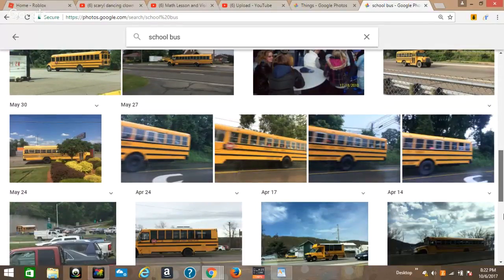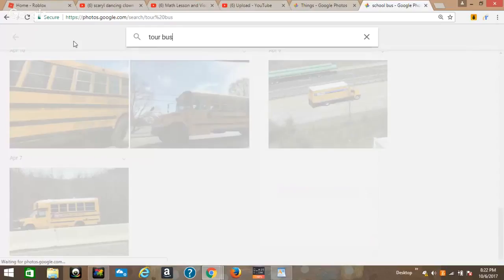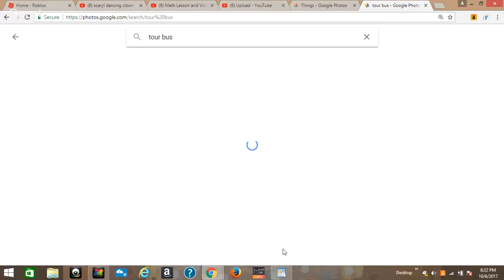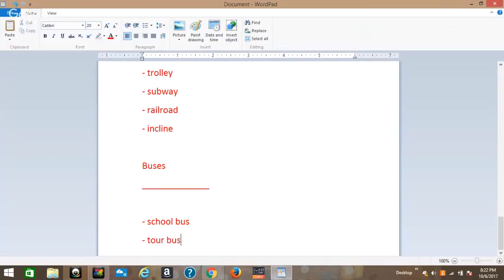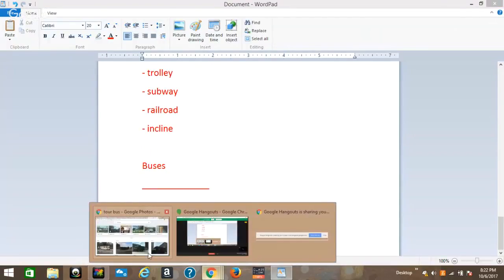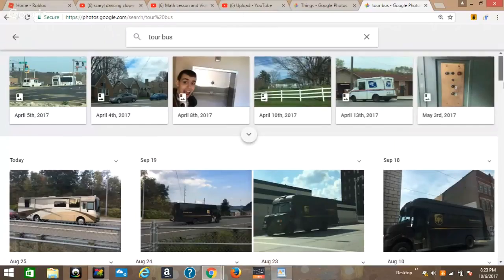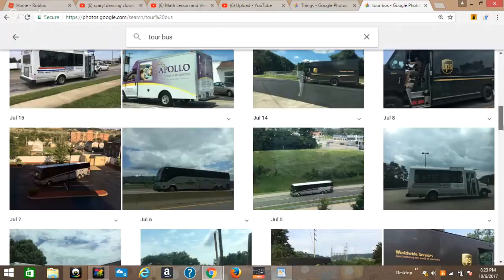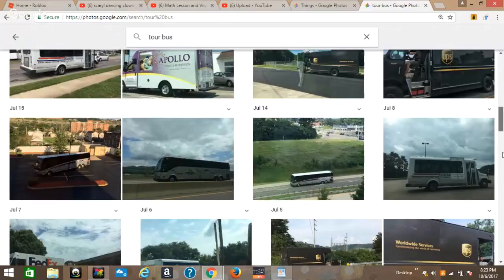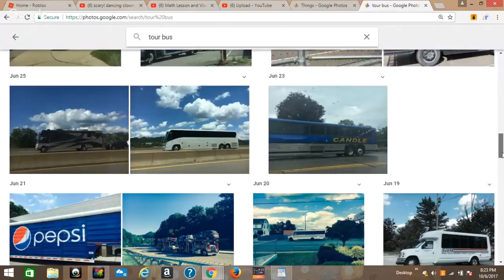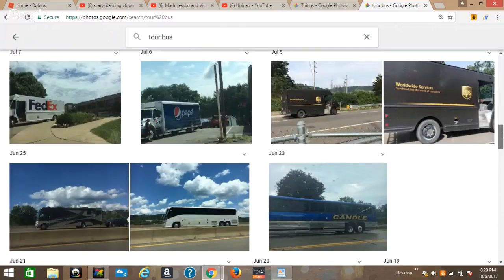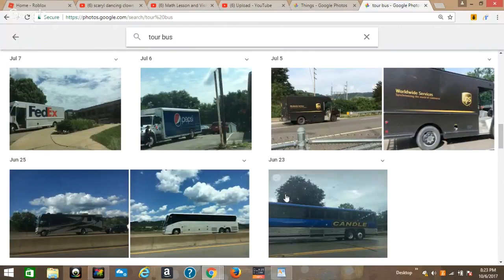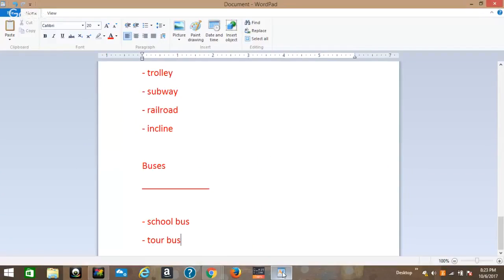A tour bus. That's a UPS truck, not a tour bus. It's a tour bus. Okay. All right. Next, not a FedEx either.